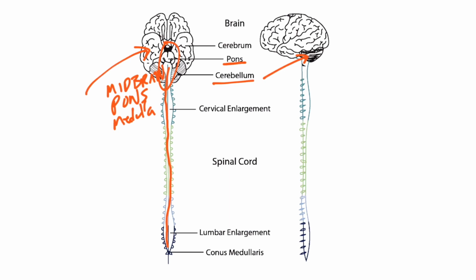And then you'll notice the enlargements. You have a cervical enlargement because there's a lot of nerves that are going to the upper extremities. And then here in the lumbar region, you have the lumbar enlargement because there are a lot of nerves that are going to the lower extremities. At the very end, you've got the conus medullaris. So this is just a basic overview so we can get started with the spinal cord.